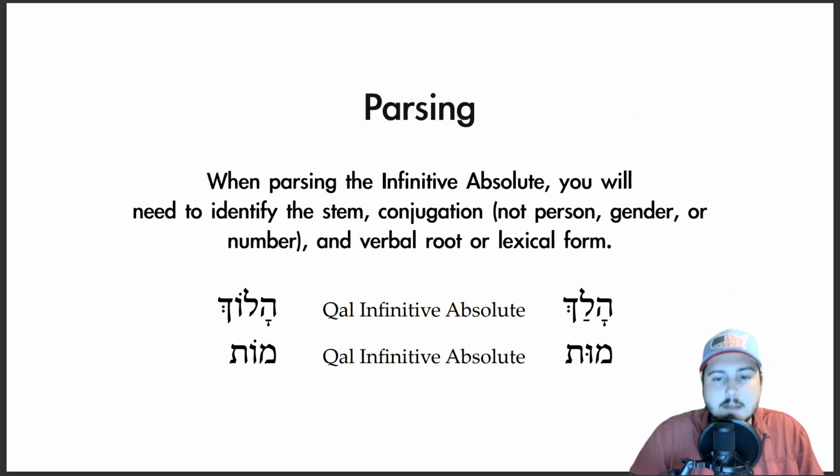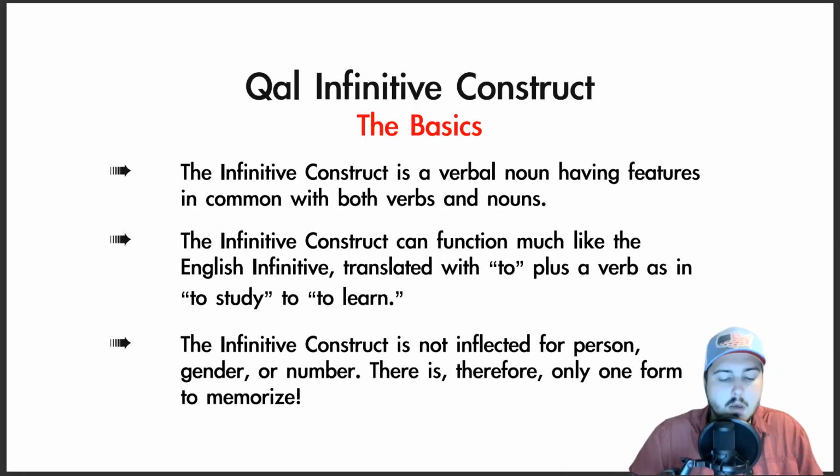When we parse these, you just need to identify the stem and the conjugation. There's no person, there's no gender, there's no number. You just need the stem, the conjugation, the verbal root. So what we'd say is this is Qal infinitive absolute from the root halak. You've already learned halak. Halok is Qal infinitive absolute from the root halak. All right, very simple parsing. Then Martin moves on to the infinitive construct.